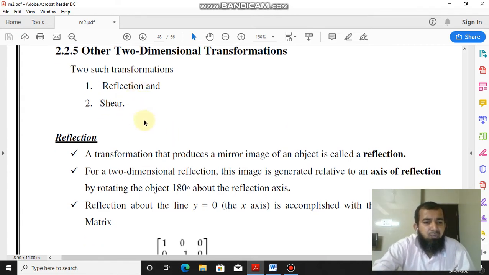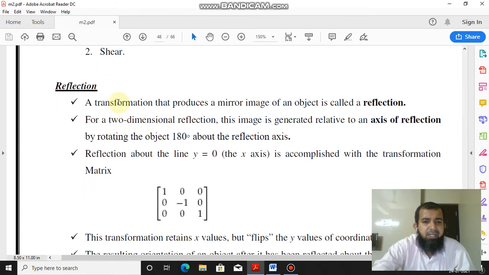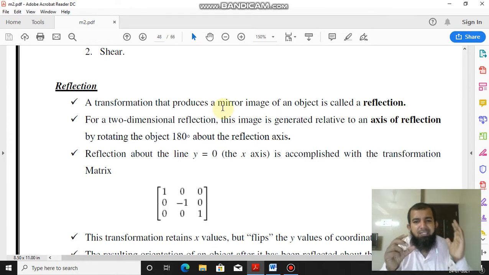What is reflection? A transformation that produces a mirror image of an object is called reflection. There is an object, and a similar object is displayed in the mirror, so it looks like two objects. The reflection of that object is displayed in the mirror.